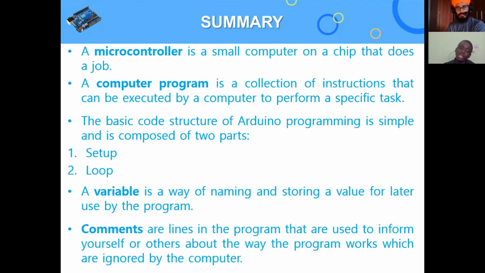Now we also said that a variable is a way of naming and storing a value for later use by the program, like creating a variable that will carry the pin of a particular component we are making use of. In the course of the program, we may need to use that pin, so we reference it by the name of that variable. And we also talked about comments, which are lines in the program that are used to inform yourself or others about the way the program works, and which are ignored by the computer.